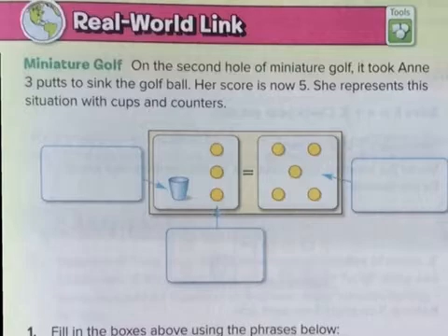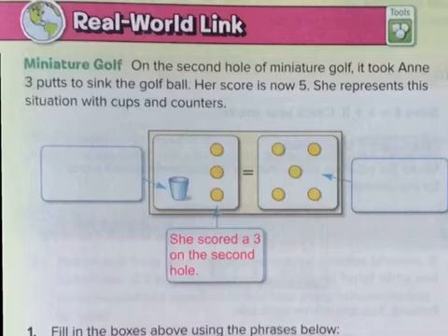So we know that her score is 5, okay? And she went through 2 holes because it's saying on the second hole. So clearly it was the first one and then a second one, okay? And we see that her score is 5. And we were only told that she had 3 putts, okay? But we don't know what she did before that. So we know that there's 3 putts to sink the golf ball.